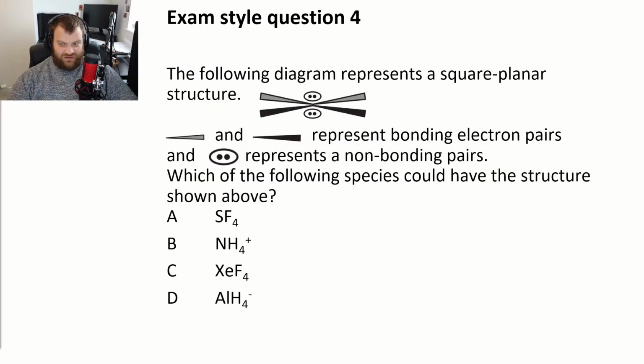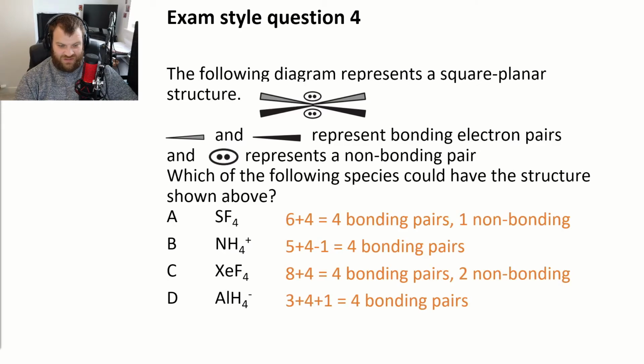In this question, we're given a diagram of a square planar structure where the wedges represent bonding pairs of electrons and the dots are representing non-bonding or lone pairs. We're asked which of the following chemicals would have a square planar structure. This means we're looking for one that has 6 pairs of electrons in total, 4 of which are bonding, 2 of which are non-bonding or lone pairs. We're going to go through the same process as before, look at the central atoms, add on how many chemicals are attached. If it's a positive charge, take away an electron. If it's a negative charge, add on an electron.